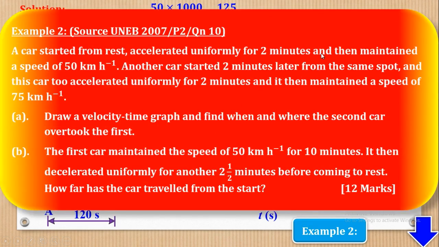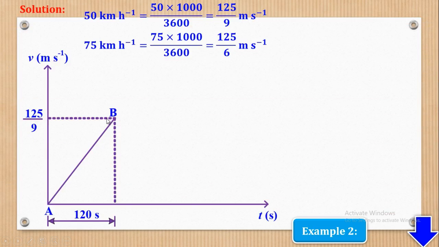After that, they say that the car then maintained a speed of 50 kilometers per hour. So here that means that it is going to move with constant speed. So that is a graph for constant velocity. So it will move with a constant speed up to point C. So this is the graph for the first car. What about the second car?